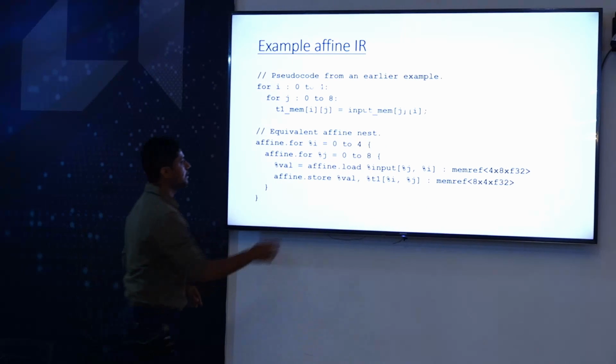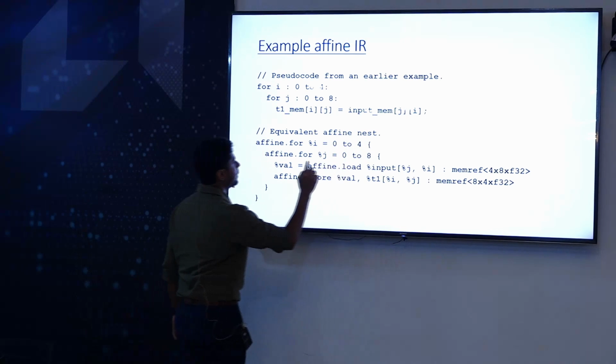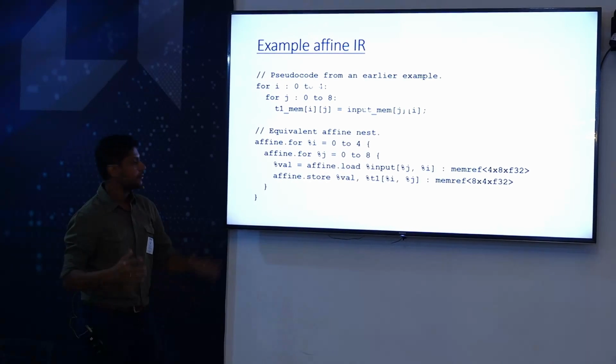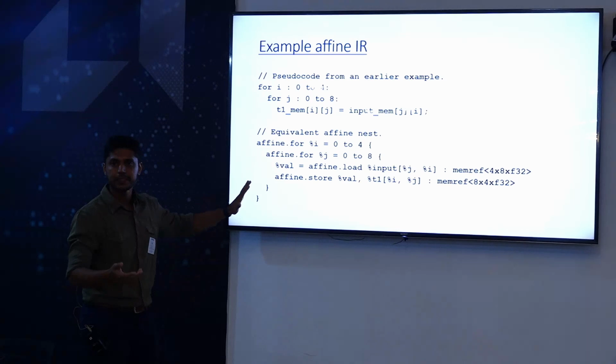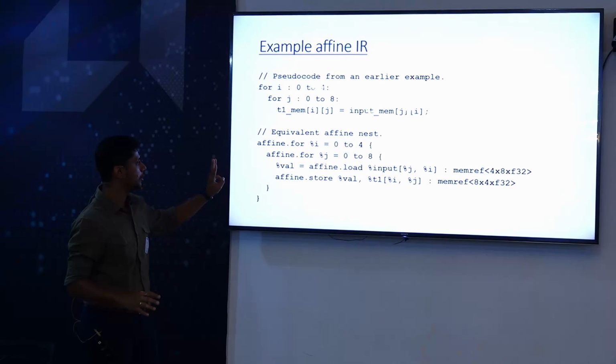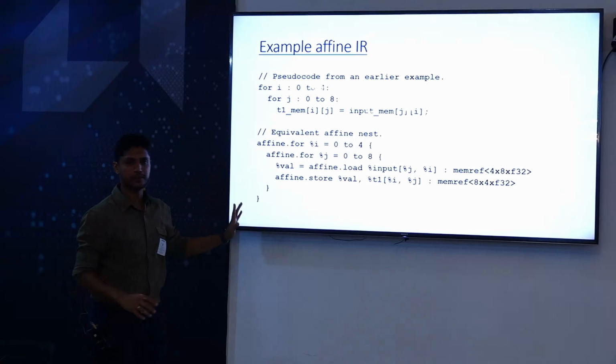Affine has many more things. It can take steps. There are many different ops like affine parallel, and affine vector load is there. We are not going to touch those things. We have 3 ops now: affine for, affine load, affine store.